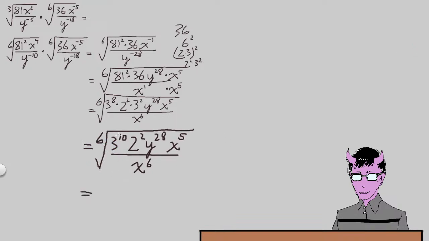Alright, so now we consider what can we yank out. 10 is divisible by 6. How many 6's fit into 10? Only 1. How many 6's fit into 2? No whole 6's. Oh, I forgot to do leftovers. Alright, backtrack just a little bit. So we're trying to take the 6th root of 3 to the power of 10. How many 6's fit into 10? 1. How many left over? 4, because 10 minus 6 is 4. No whole 6's fit into 2.